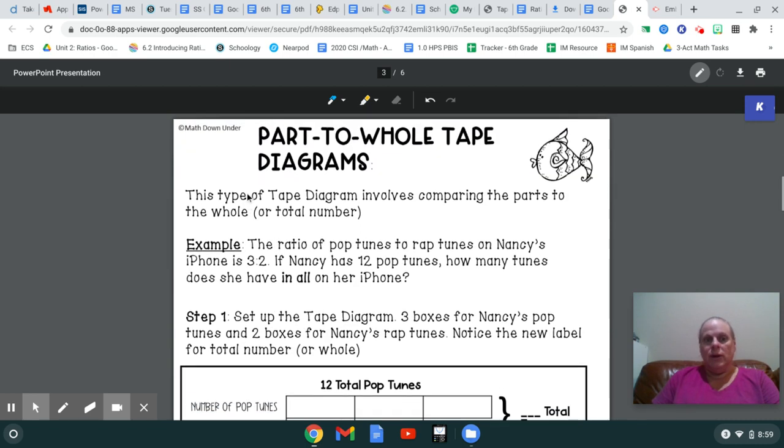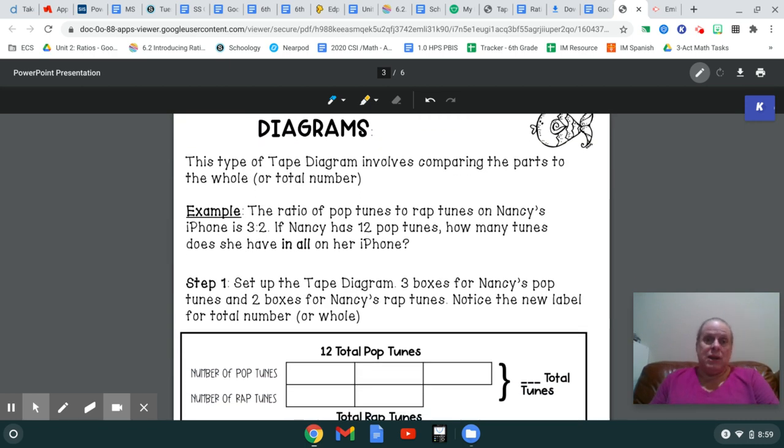All right, so now we're going to just add something to what we're already doing, and that's part to whole. So this type of tape diagram involves comparing the parts to the whole, or the total number. So we'll start out with an example. The ratio of pop tunes to rap tunes on Nancy's iPhone is 3-2. If Nancy has 12 pop tunes, how many tunes does she have in all on her iPhone?